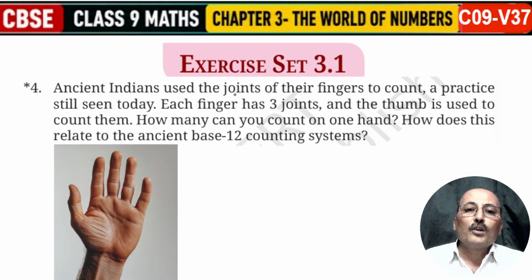Ancient Indians used the joints of their fingers to count, a practice still seen today. Yes, we'll count using the fingers. Each finger has 3 joints. See here in this picture, this first joint, second joint and third joint. Each finger has 1, 2, 3, 1, 2, 3, 1, 2, 3, again 1, 2, 3. Here only one joint is there. Okay, he is used to count them.